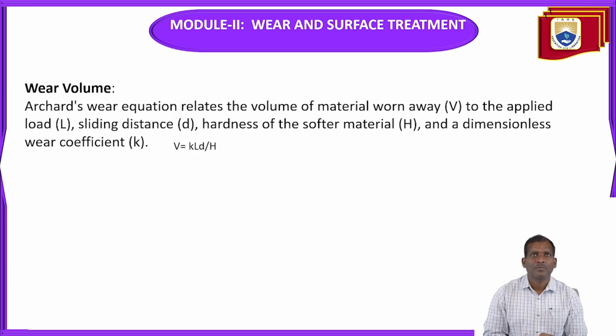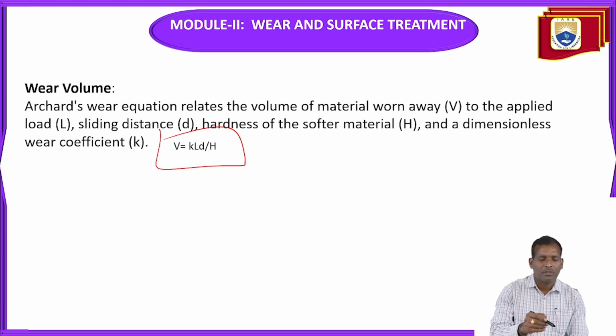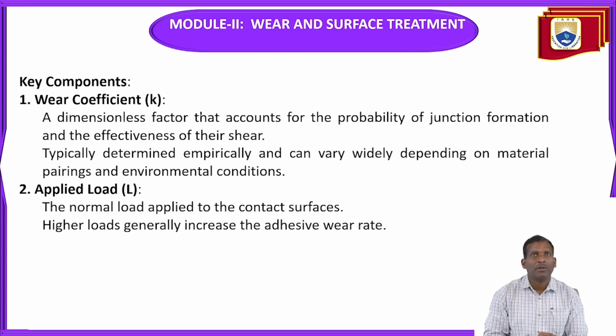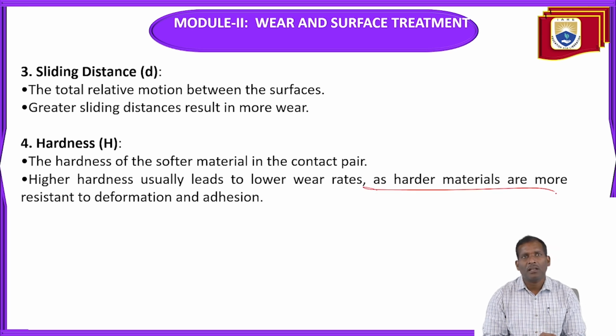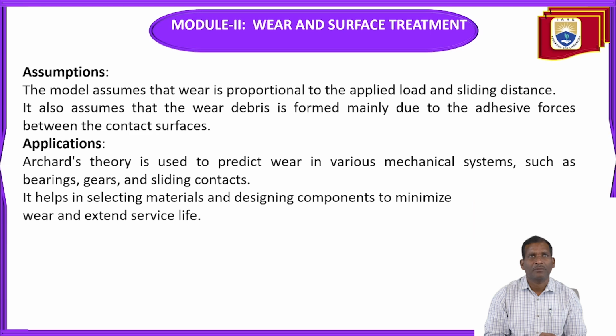Wear volume. Here the equation is V = KLD/H, where V is the volume of material worn, L is the load, D is the sliding distance, and H is the hardness of the softer material. K is the dimensionless wear coefficient. These are the key components: wear coefficient, applied load, sliding distance D and hardness H. Higher hardness leads to low wear rates, as harder materials are more resistant to deformation and adhesion.